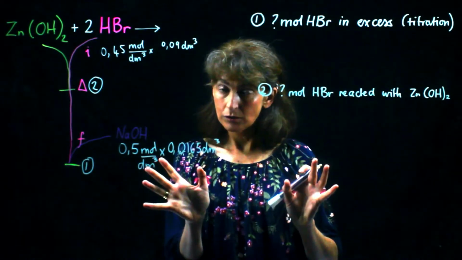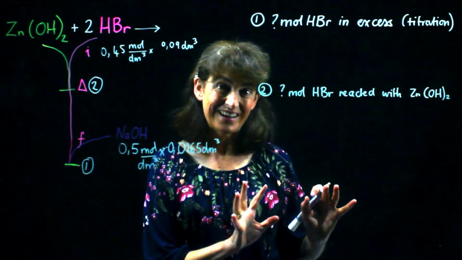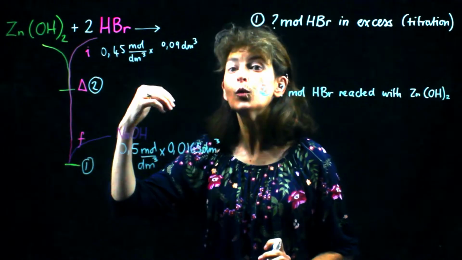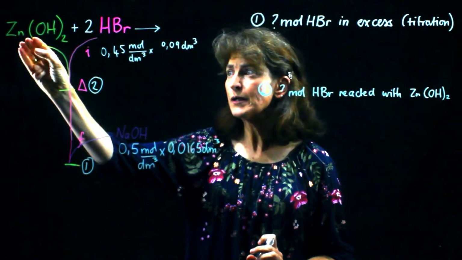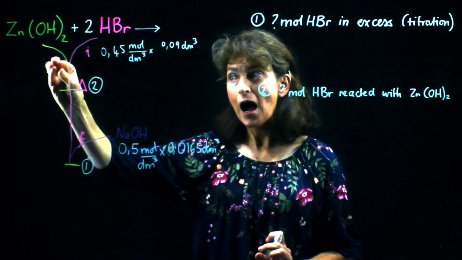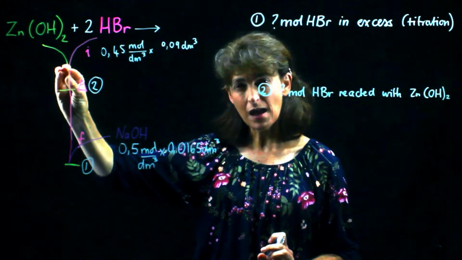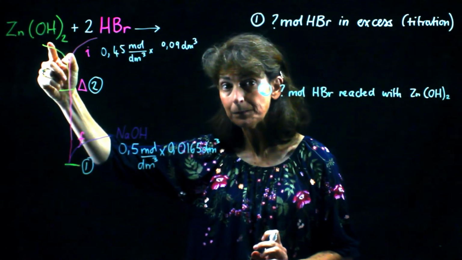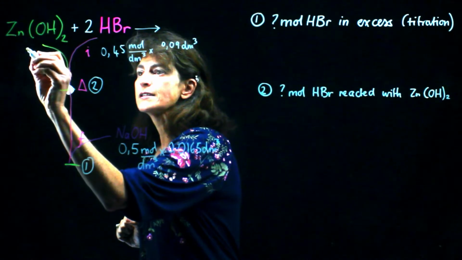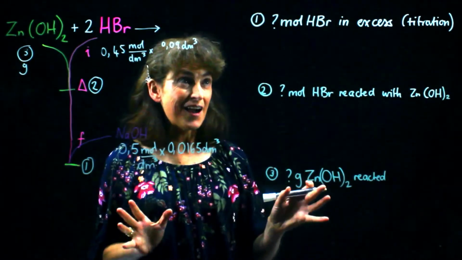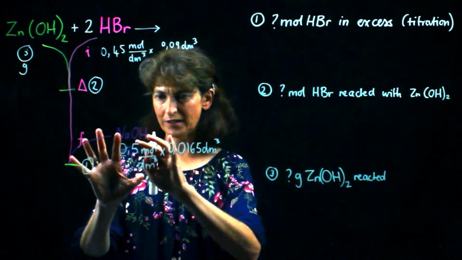Then third, we can see, if we look ahead, that the question actually asks us to calculate how many grams of zinc hydroxide were put inside. And we've already discussed how, because this is the limiting reagent, if we calculate how many grams of zinc hydroxide reacted, that is the same as how much was put in at the beginning. So that's the third step. So now let's do each of these steps. We start off with the titration.